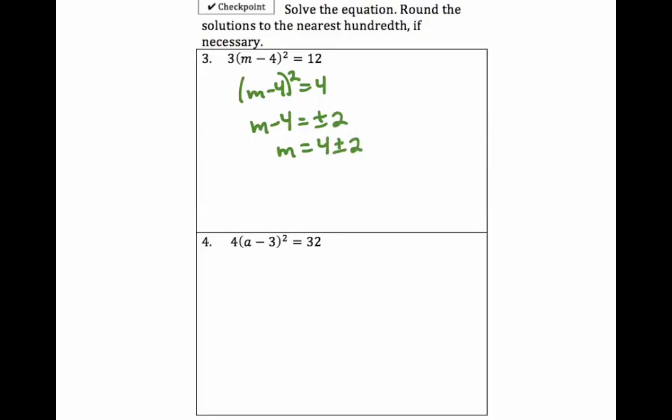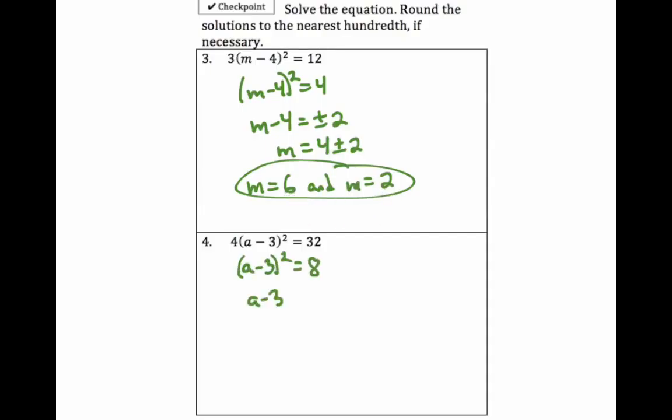Well, now I have to break off into my two universes. So m equals 6 and m equals 2, because if I add these, 4 plus 2 is going to be 6. 4 minus 2 is going to be 2. Okay? All right. There's my solution to the next one.